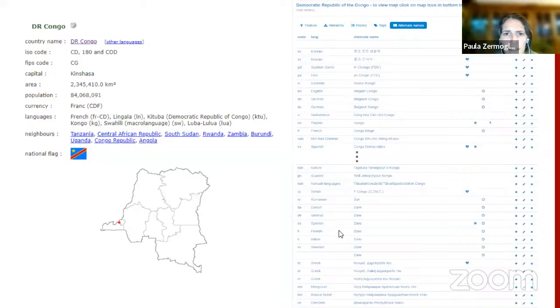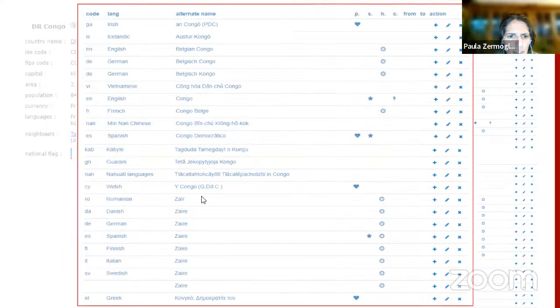So let me zoom into this part right here, and here we can find that name Zaire that was applied in different languages to the Democratic Republic of Congo at some point in time. So here I find in Spanish that was the name at some point in time. But what is interesting also here is that aside from having been called Zaire, there were other names as well.